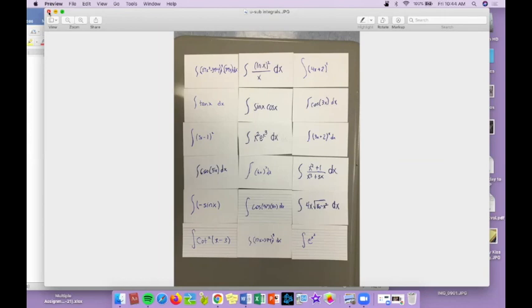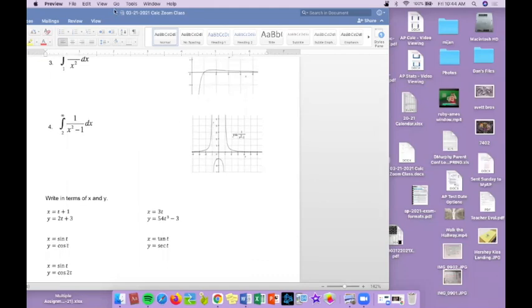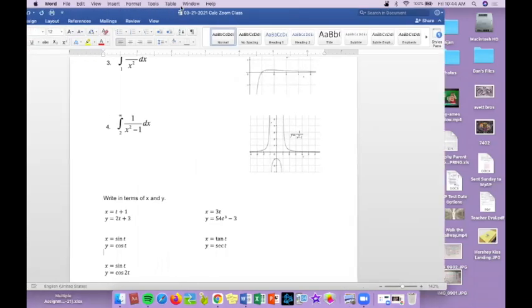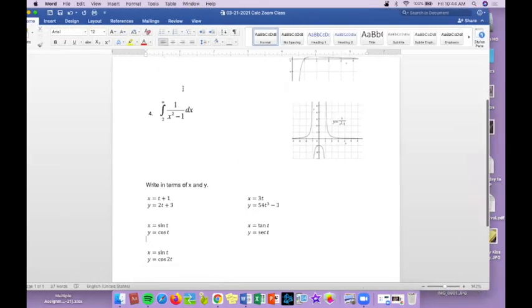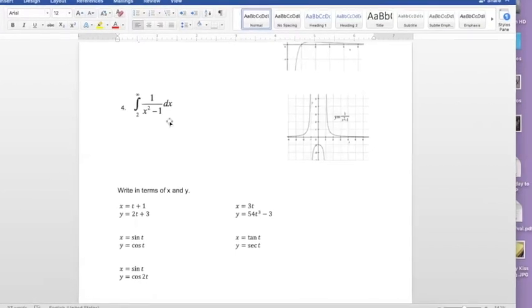So there you go. Let's see where we are now. We've got about 25 minutes till the end of class. I want to go over parametrics real quick. We probably won't get to this fourth one here. This is the 1 over x squared minus 1, which is integration by parts.